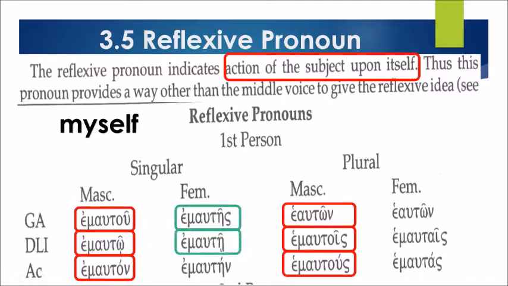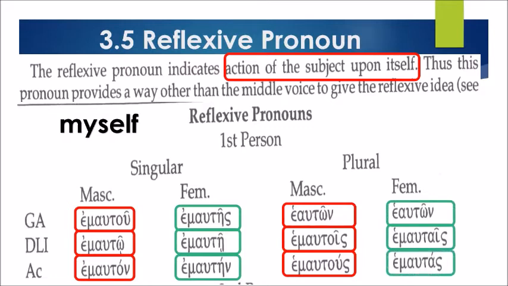The feminine singular, begin: emautēs, emautē with the iota subscript, emautēn, heautōn, heautais, heautas. So remember, in the plural, the masculine and feminine are the same in form.